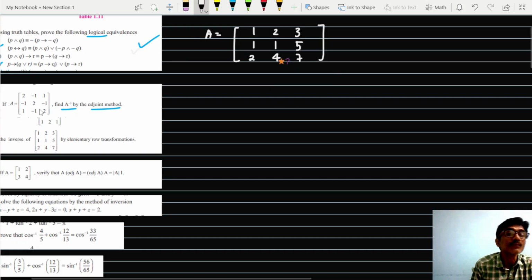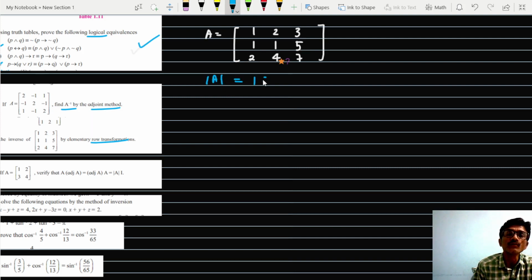We will now do the second question: you have to find the inverse of the matrix 1, 2, 3, 1, 1, 5 and 2, 4, 7 by elementary row transformation. So here we find the inverse of this matrix by elementary row transformation. First check whether the matrix has an inverse or not.